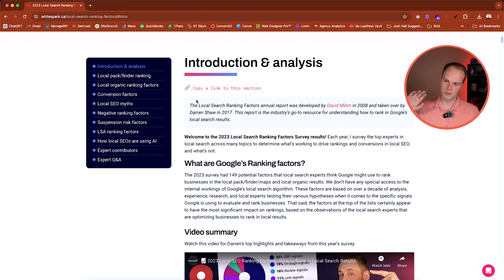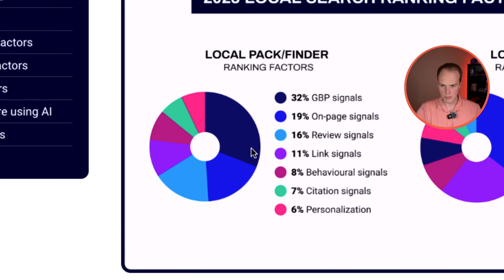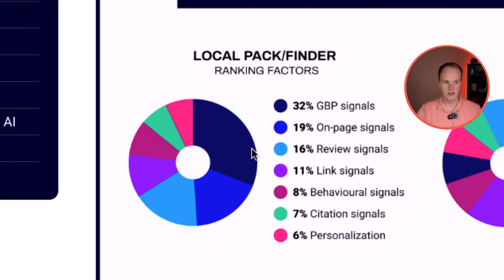Now, I want to jump back up to the top because, and we talk about this a lot more in the Local SEO Masterclass, but we have to look at the signals that actually matter for the Google Business Profile. And so notice that the most important thing, obviously, is the Google Business Profile itself. Those are GBP signals, but it's only 32% of the pie. In fact, the second most important thing for the Google Business Profile is on-page signals, which is the website. And then the next thing up right behind it is, I should say, review signals. We'll leave it at that.